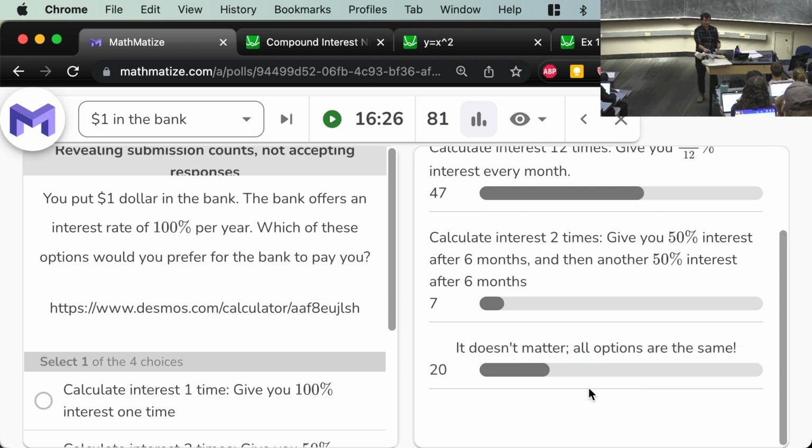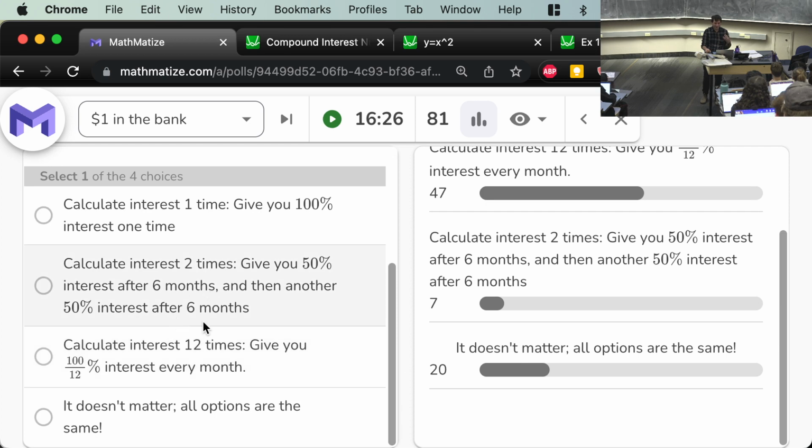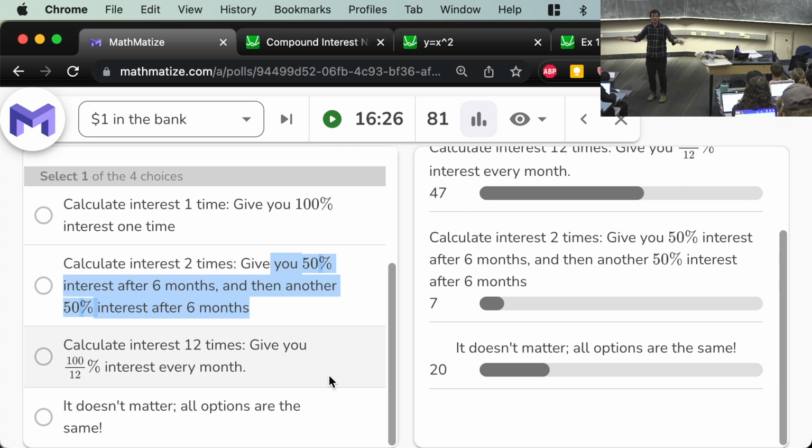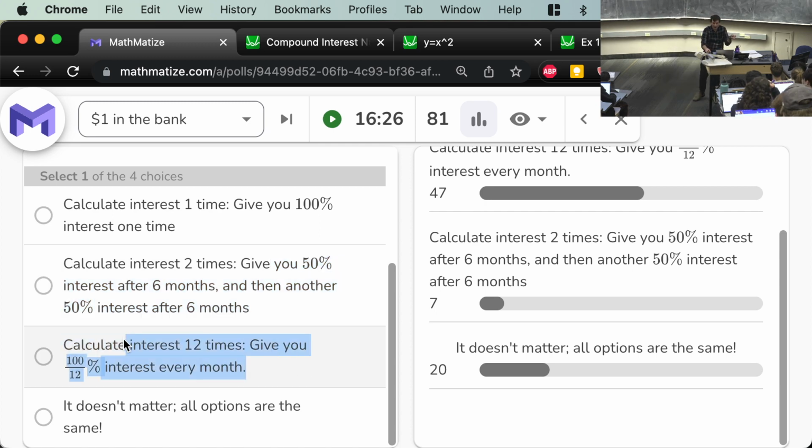And this is a very tempting thing to think because if you look carefully, the interest rate goes down the more periods we do, right? So if you do it 1 time, you get a 100% interest. But if you do it twice, you get 50% interest twice. And obviously, 50% times 2 is 100%. So like 2 and 1 should be the same. 12, you get 100 divided by 12, times 12, you're back at 100. So it seems like it should do nothing. This is a very tempting option.